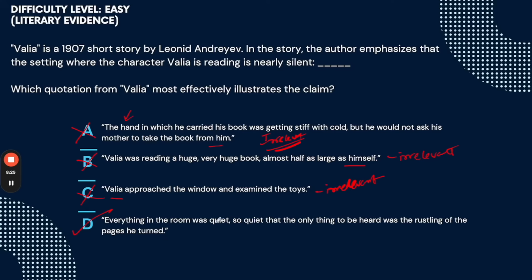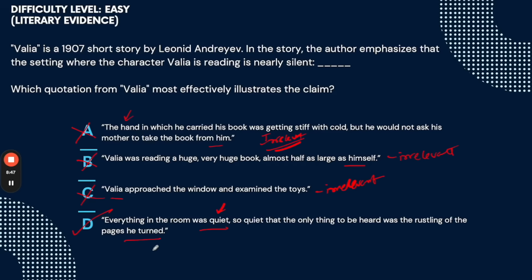And now let's read it, okay? Everything in the room was quiet, setting. So quiet that the only thing to be heard was the rustling of the pages he turned. So this person is reading and the setting is quiet. This is exactly what the claim says, and this is exactly helping me to illustrate the claim. This is your correct option.